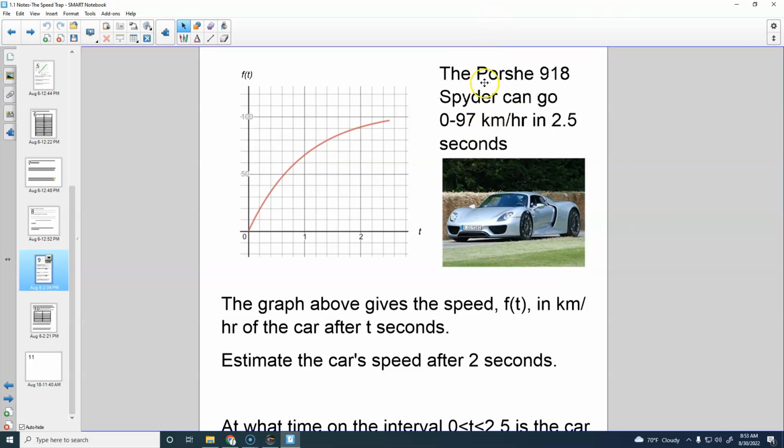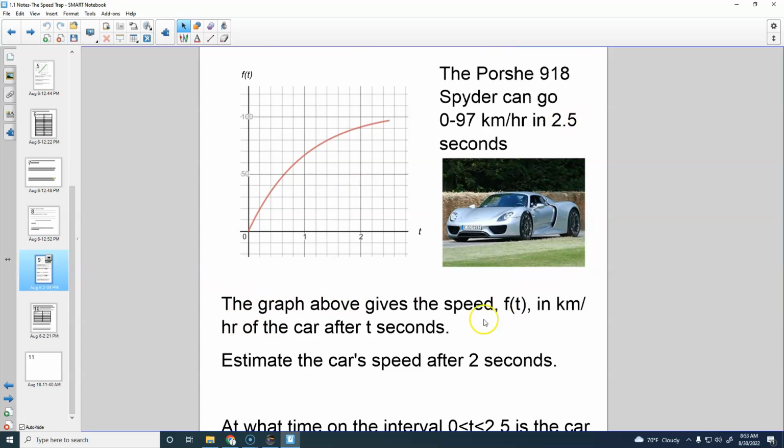So here we have a Porsche 918 Spyder, and it can go from 0 to 97 kilometers per hour in 2.5 seconds. I pulled this off from the internet. Hopefully it is right, but it will go pretty fast. I did kilometers per hour here on purpose, just because I like for us to use some different units from time to time, because that is going to be important for us to note.